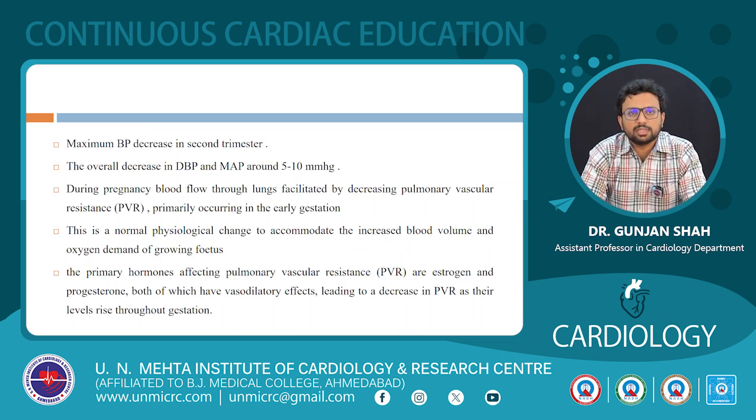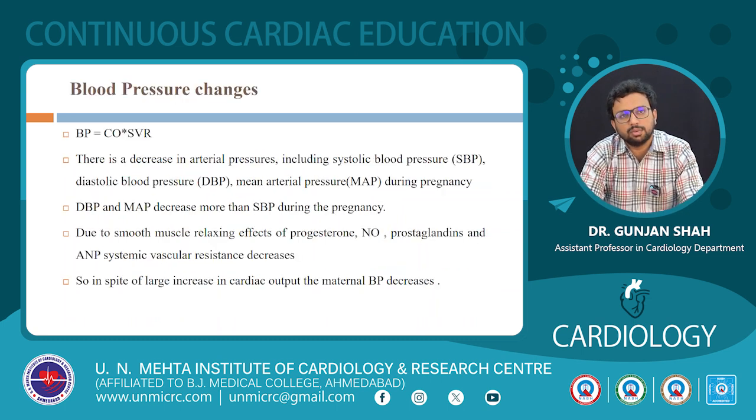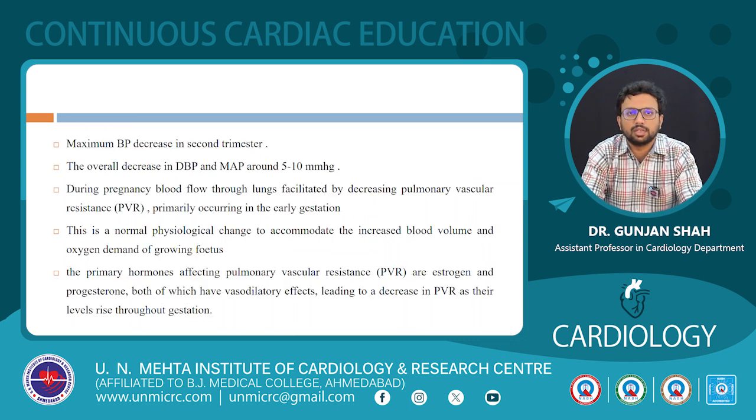Maximum blood pressure decrease is seen in the second trimester. As we have seen, the maximum decrease in systemic vascular resistance is at the end of the second trimester into the third trimester. So the maximum decrease in blood pressure is also seen during that time. The overall decrease in diastolic blood pressure and mean pressure is around 5 to 10 mm Hg.